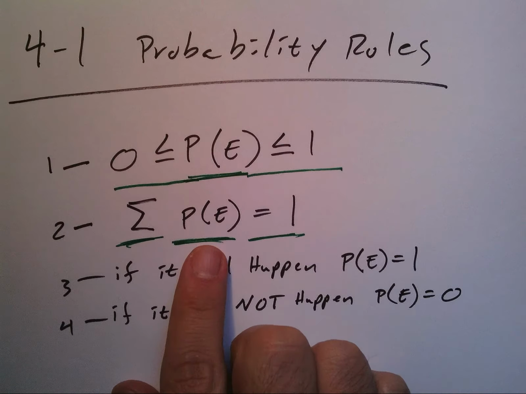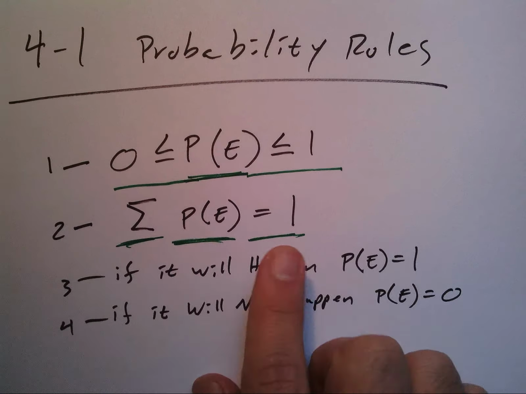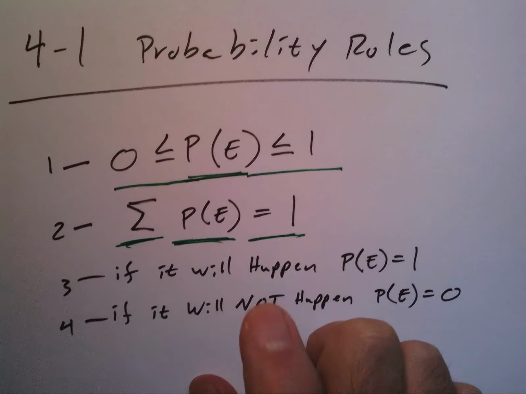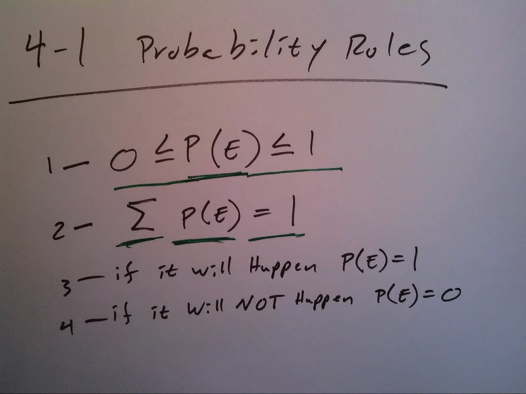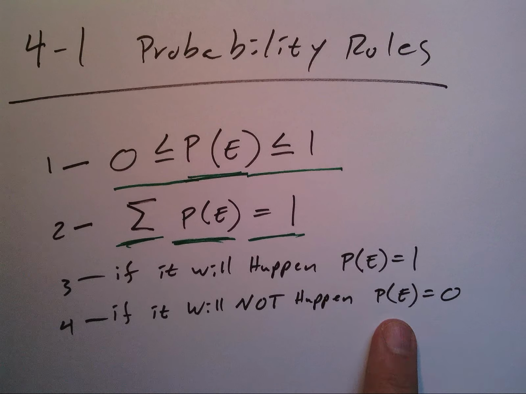Adding up all the events for whatever your probability model is, summing it, right, adding them all up, has to equal 1. If it's more than 1, there's a mistake. If it's less than 1, there's a mistake. It must equal 1. Alright, if an event will happen, probability is equal to 1. If an event won't happen, probability is equal to 0.